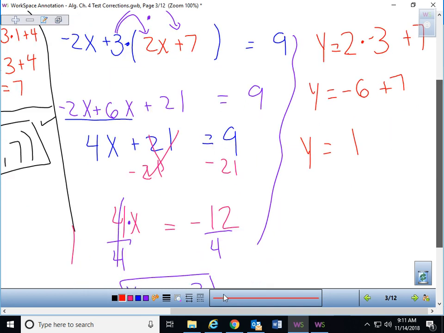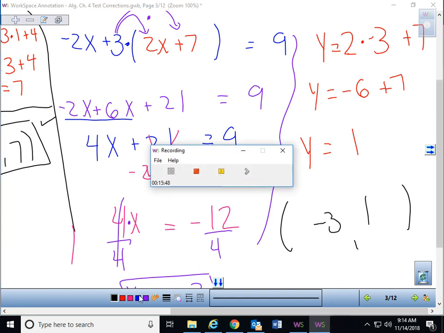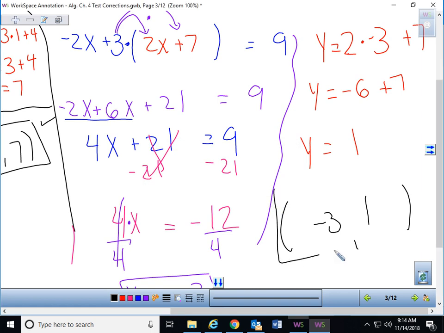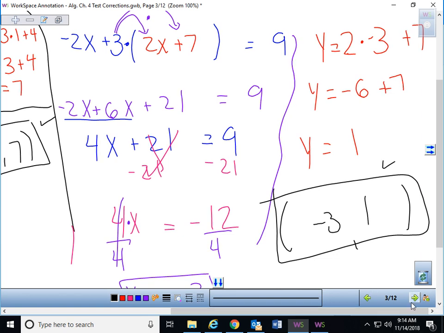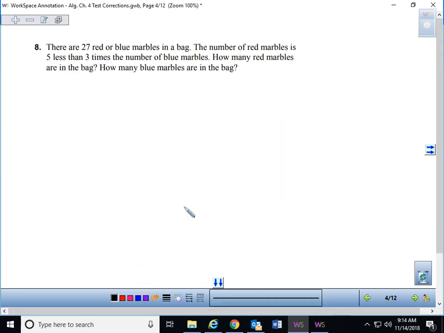And our coordinate point, remember that's how you write your answer, is negative 3, comma 1. Okay, so that is your final answer. You can again plug it in to check your work, but you can do that on your own time. Let's move to the tough problems, the word problems.